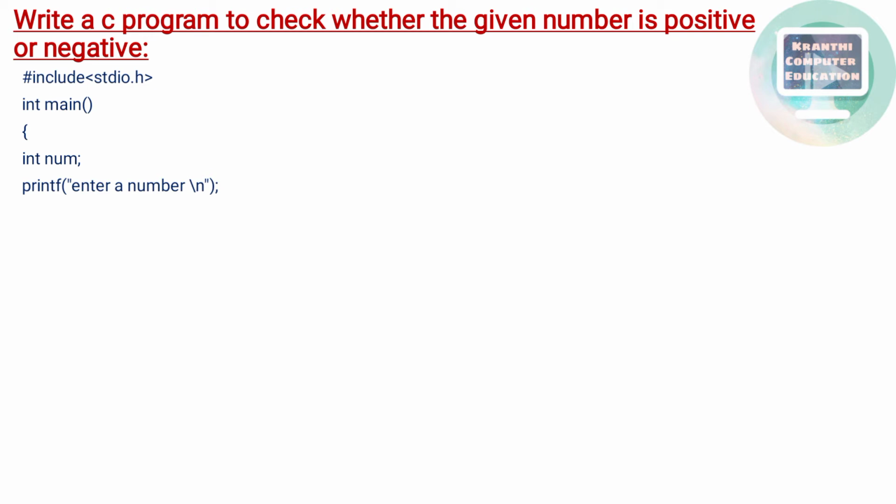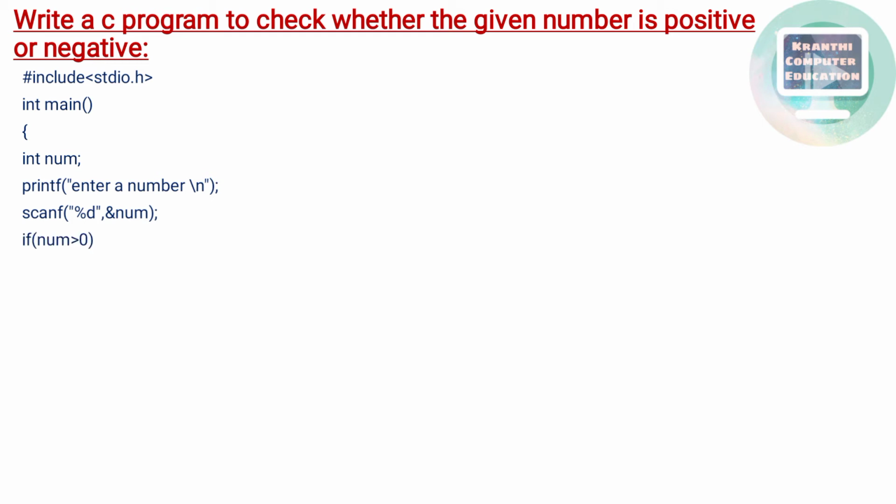printf("Enter a number\n"). Here \n is the escape sequence character which is used to move the cursor to the next line. Next the function is scanf. This is the formatted input function. So scanf is used to read the values which are entered from the keyboard by the user. Here %d is the format specifier for integer data type, and then we are writing &num. It is the address operator of the num variable. So into this num variable the value which is entered by the user will be stored.